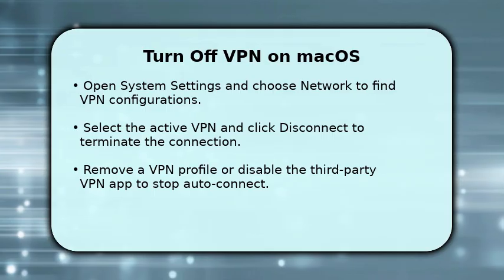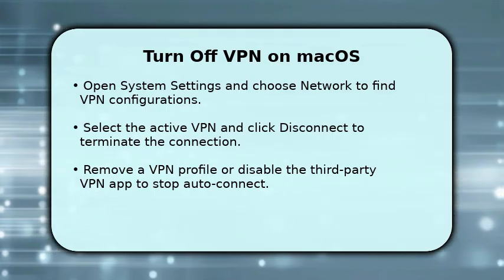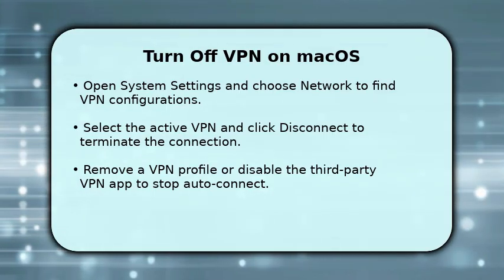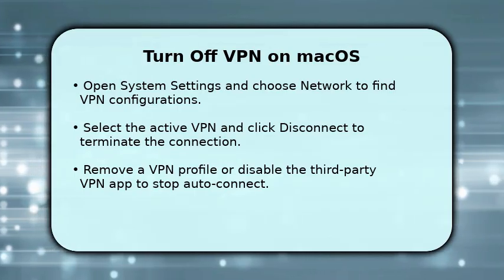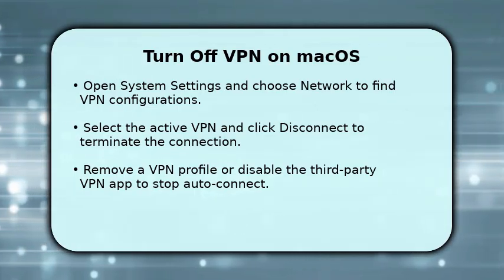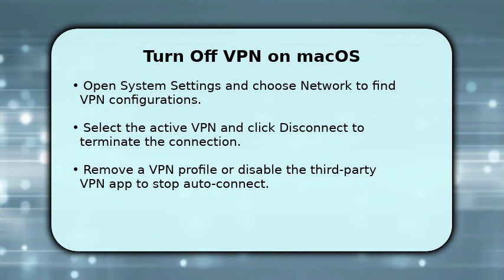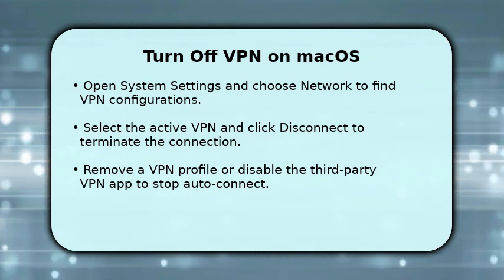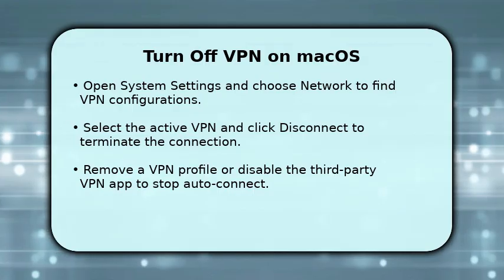Select the active VPN and click Disconnect to terminate the session immediately. If you used a third-party VPN app, open the app and toggle its connection off or quit the app. Remove the VPN profile or disable AutoConnect to prevent future automatic connections.